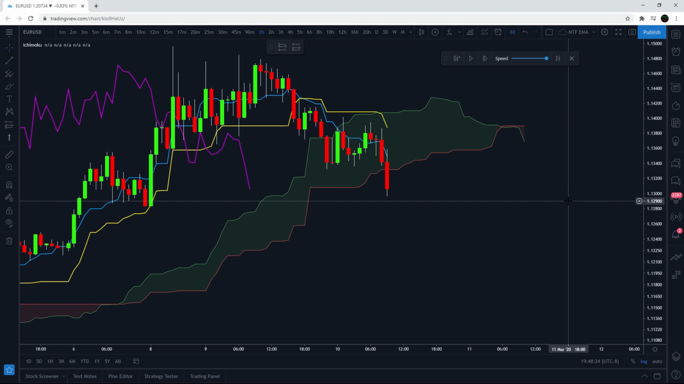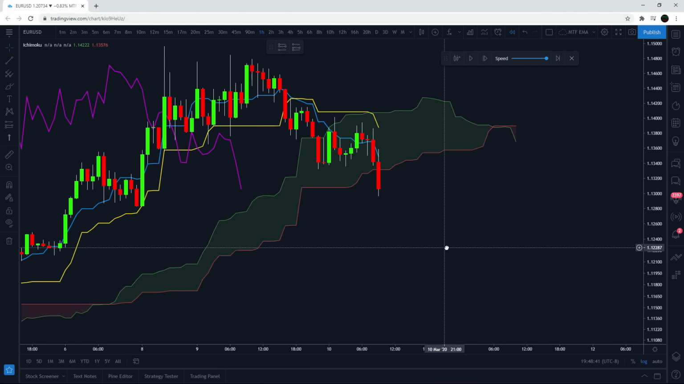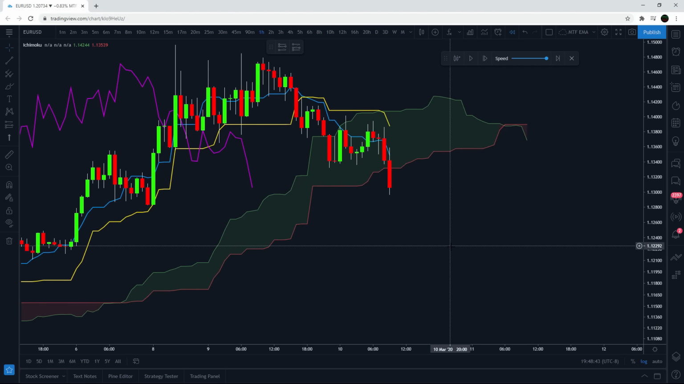The last rule that you need to follow is with the lagging span line. Now, for a short trade, you need to make sure that the lagging span has also crossed below the cloud. In this example, all the criteria is met except for the lagging span is not below the cloud. So let's put this on bar replay feature and we're going to wait until all the criteria is met, and that is when we will enter the trade.